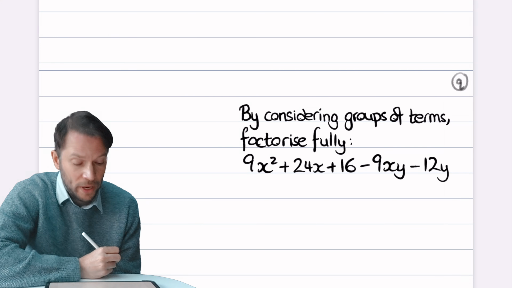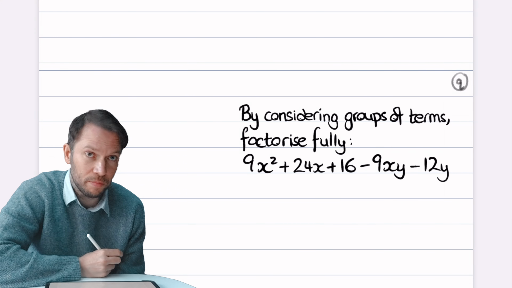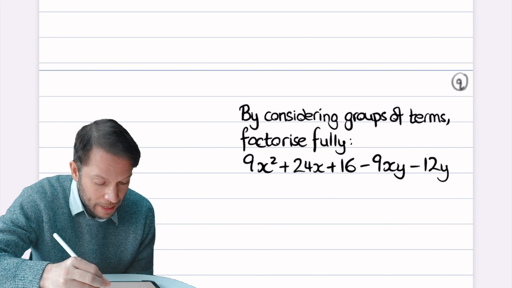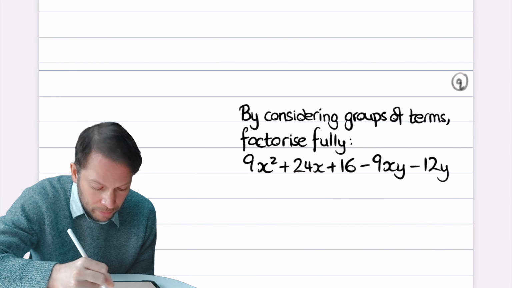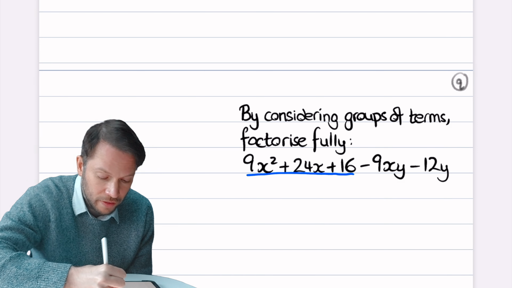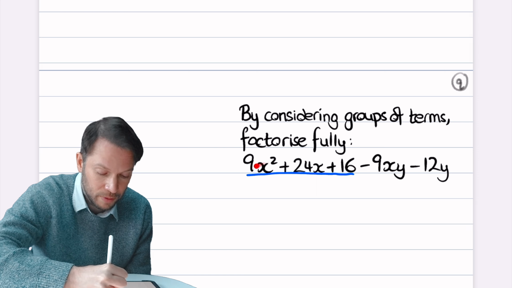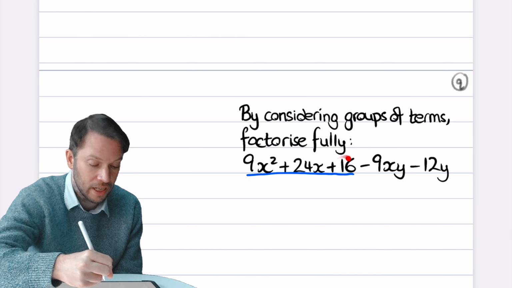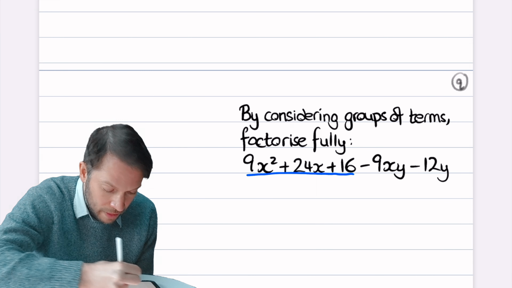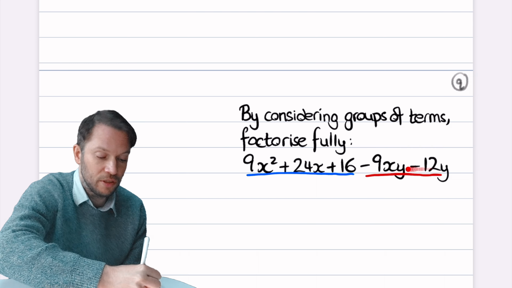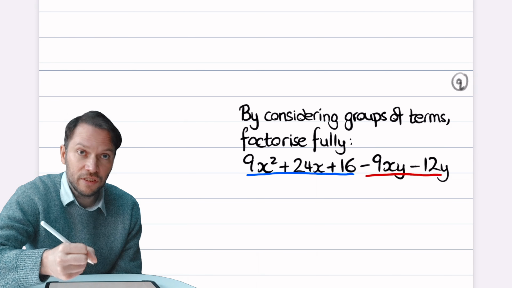Hi, in this video, we're going to factorise this very complicated expression by grouping the terms into two groups. Now, I think I want to group these terms where I have the first three terms as one thing, because look, this looks like a quadratic expression, 9x squared plus 24x plus 16. You've got an x squared term, an x term, and a constant term. And then I'm going to make this the second group because I can see there's a common factor between these two terms. So let's do that and see what happens.